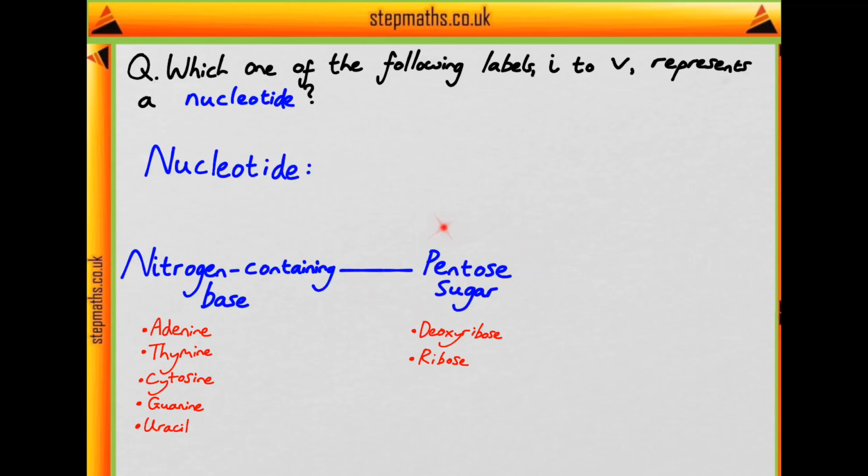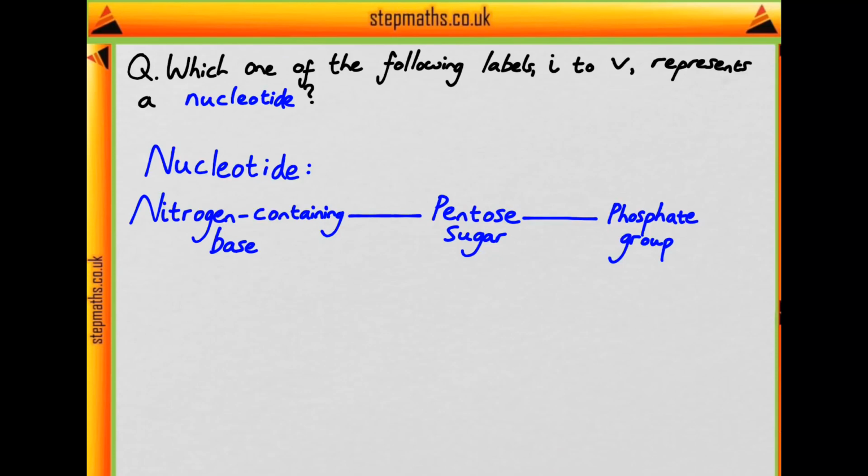Finally, bonded to this pentose sugar is a phosphate group. And this phosphate group is actually what gives DNA its overall negative charge. So we can represent these different components of a nucleotide as different shapes in a diagram. So, starting with the phosphate group, a phosphate group is often simply shown as a small circle. Next we have the pentose sugar, which is generally shown as a pentagon.